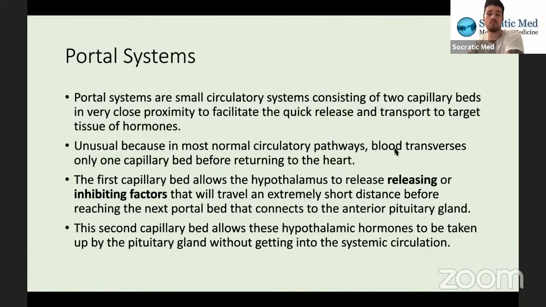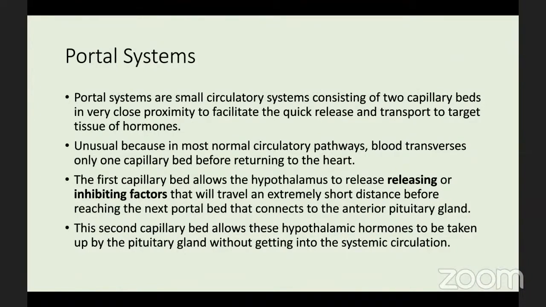And it just ends up working that after the blood goes through that first capillary bed, it goes through the second one. And it can release all of the hormones in that second capillary bed, and it doesn't actually get into systemic circulation. So the first capillary bed, like I just mentioned very briefly, allows the hypothalamus to release releasing or inhibiting factors that will travel an extremely short distance before reaching the next capillary bed that connects to the anterior pituitary gland. So the first capillary bed is by the hypothalamus. The second capillary bed is by the pituitary gland.